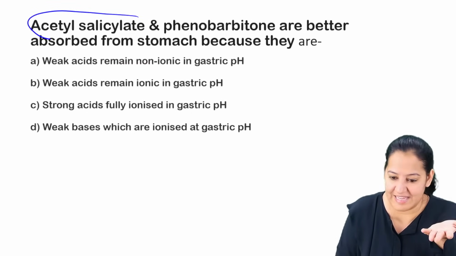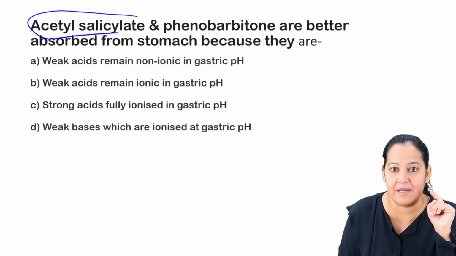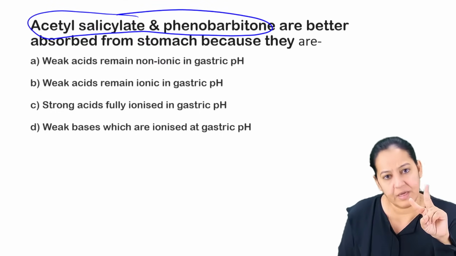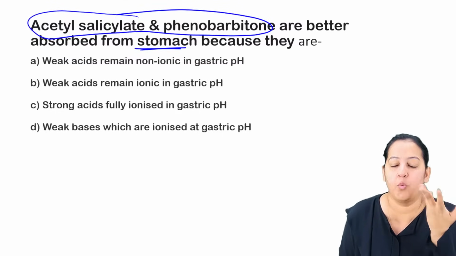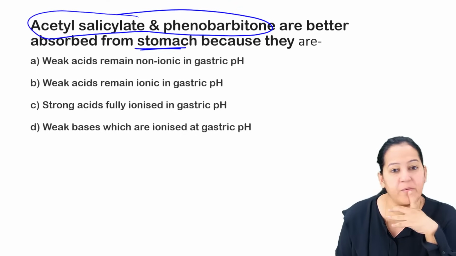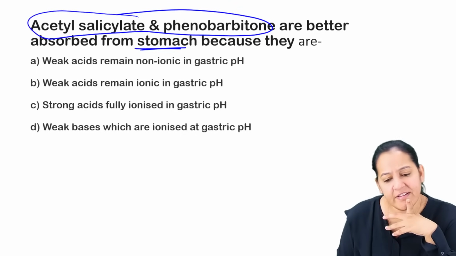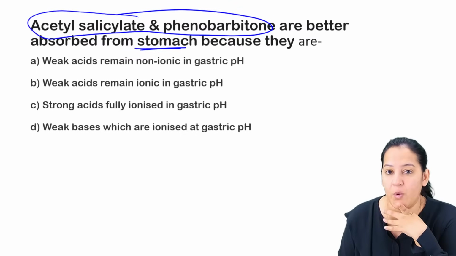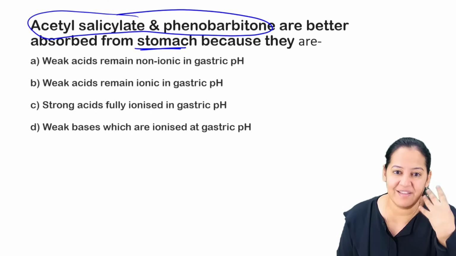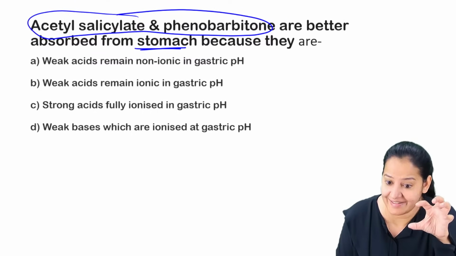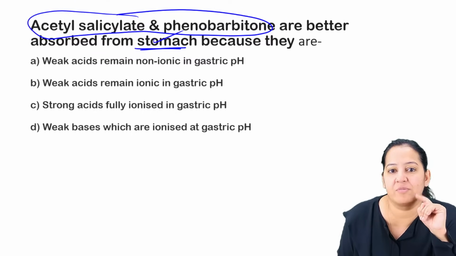Acetylsalicylic acid, that is the same aspirin. This is the chemical formula of aspirin. And phenobarbital. These are absorbed from the stomach. Why are they absorbed from the stomach? They are not absorbed from intestine. What is the reason? Why are they absorbed only from stomach and not from intestine? They're not asking whether they are acidic or basic. They are giving you a hint, a clue in the question that they are absorbed from stomach.